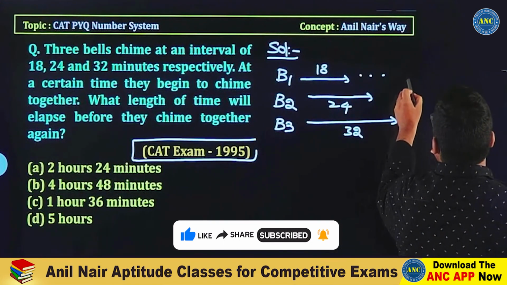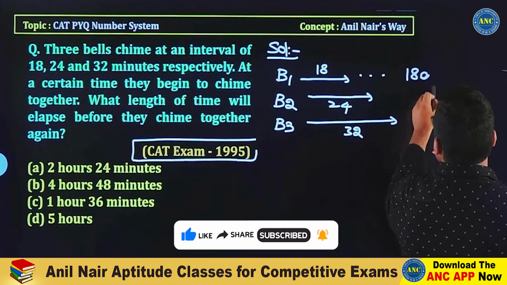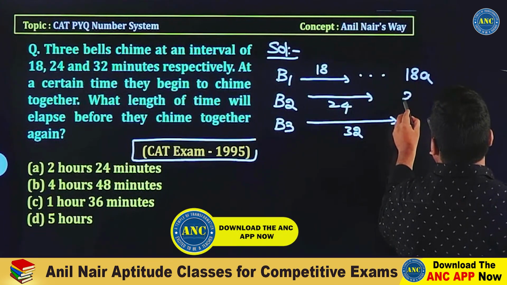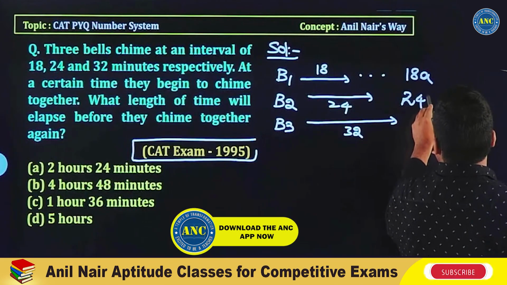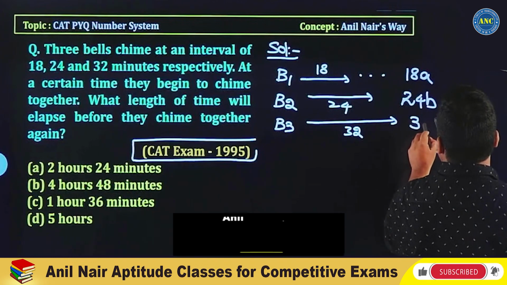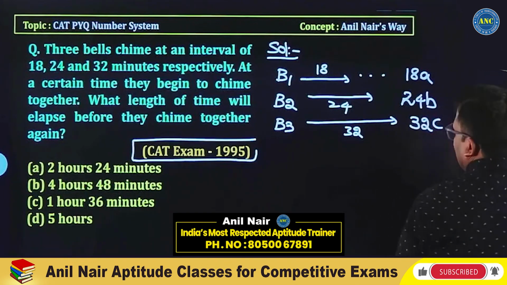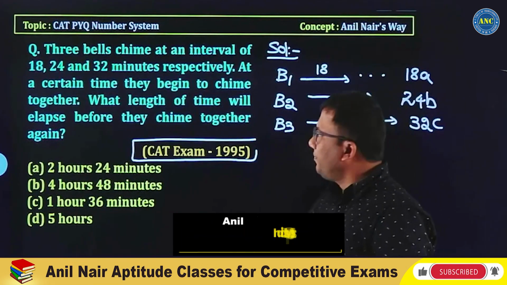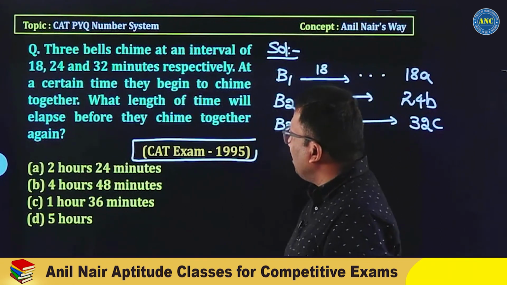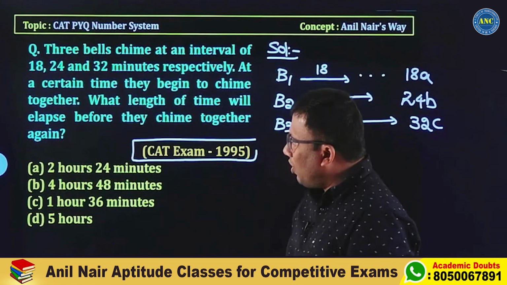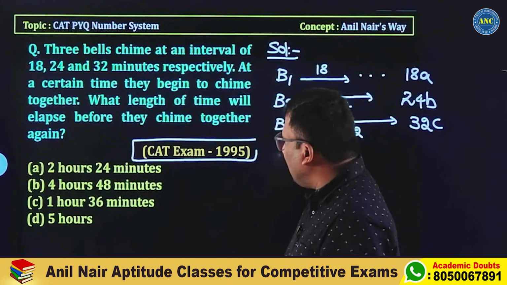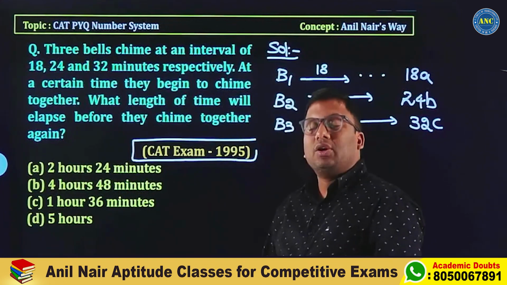It will always go in a multiple of 18. Second bell will chime at a multiple of 24. Third bell will chime at a multiple of 32. What is the question that he is asking? At a certain time, they begin to chime together. What length of time would they elapse before they chime together?